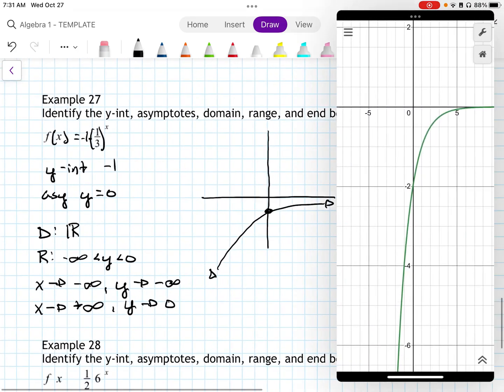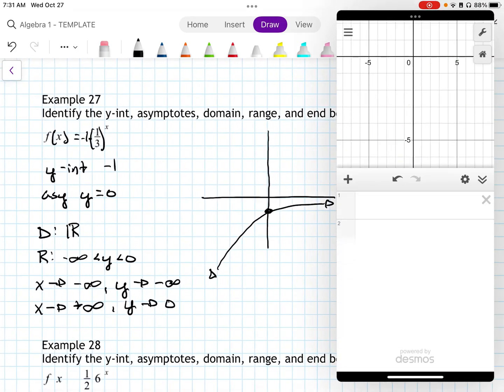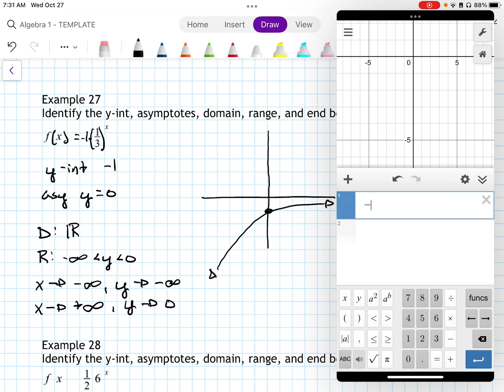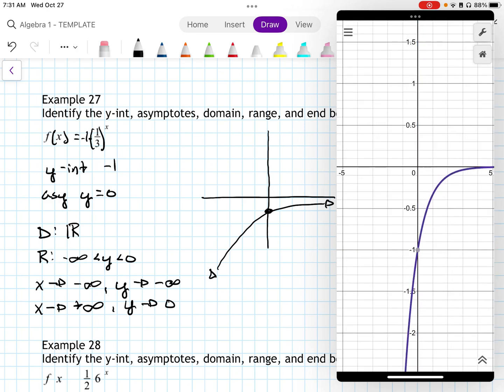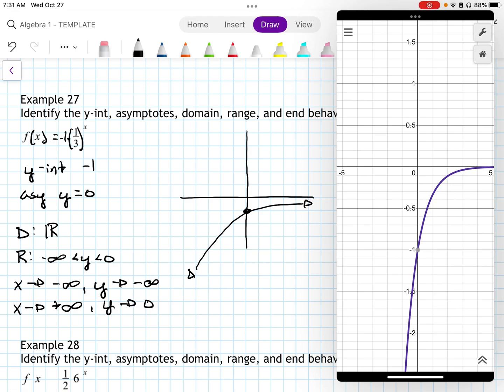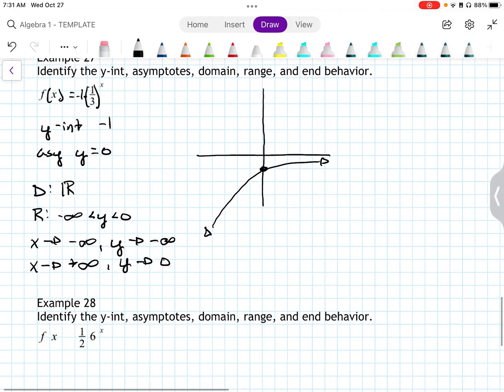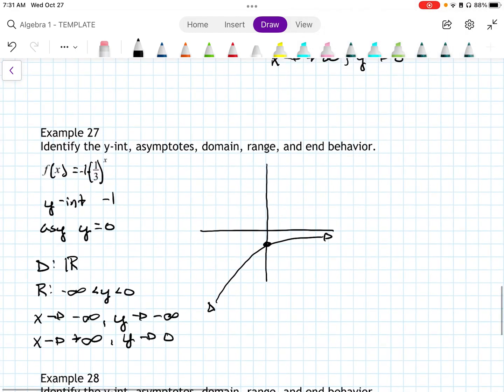I'll go ahead and type it in here just so we know for certain that we're correct. So we have negative 1 times 1/3 to the x. Yep, and that looks pretty similar to what we sketched there. All right, I'm going to skip example 28. It's very similar to what we've been doing.